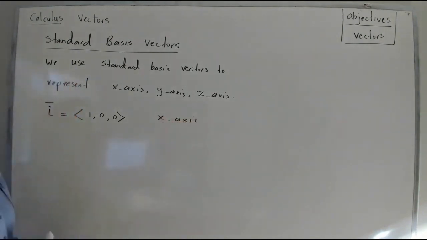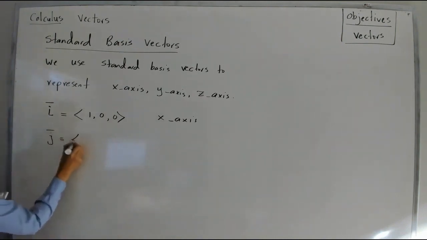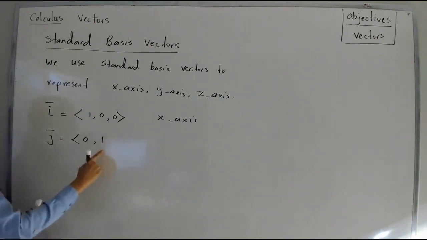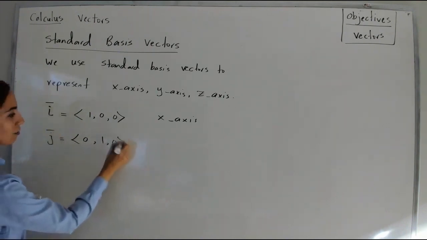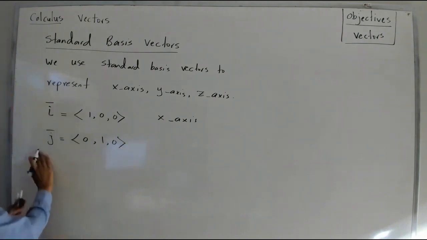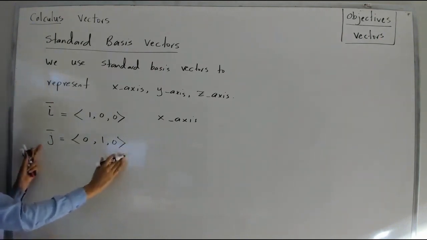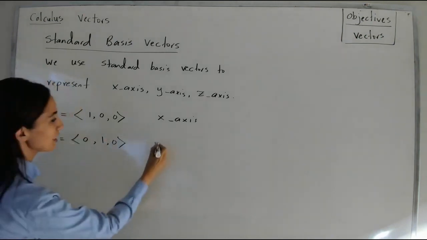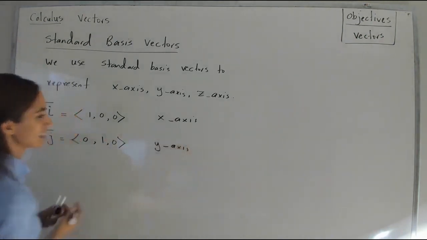For y-axis we're going to use j, which is the first component is 0, the second component is 1, and the last component is 0. So the second vector j, which has the second component equals to 1, represents y-axis.